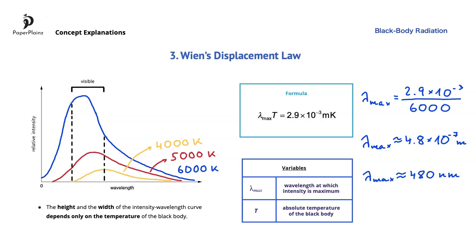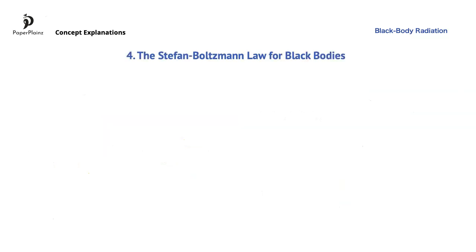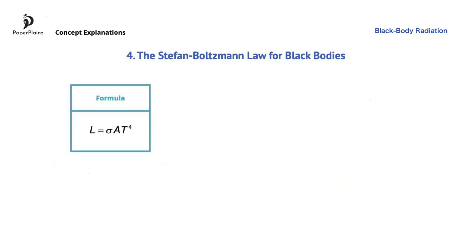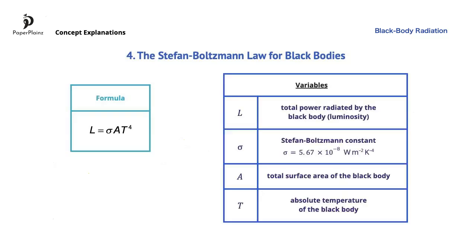Using the temperature and the surface area of a blackbody, we can calculate the total power that it radiates. Let's see how we can do this by learning about the Stefan-Boltzmann law for blackbody radiators. Stefan and Boltzmann, two different scientists, independently derived the following formula for blackbody radiators. Here is how the variables in this formula are defined. Note here that the total power radiated by a blackbody is also called luminosity.